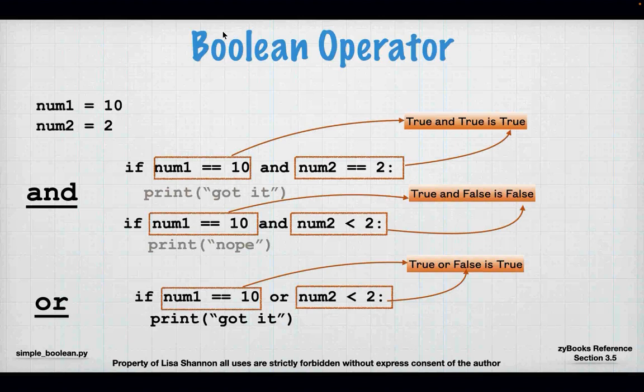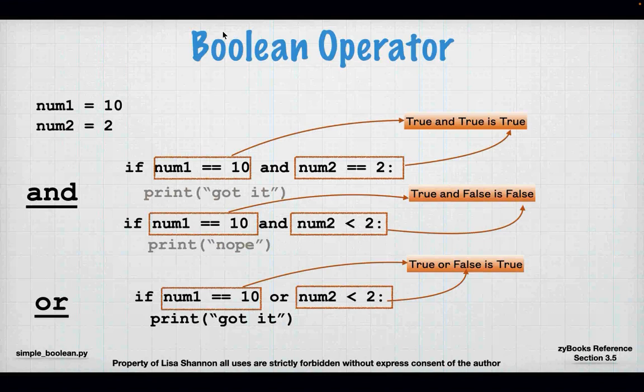So let's just look a little bit here at what the Boolean operator is doing. So I just have 10 and 2. Num1 is 10, num2 is 2. If I look at these statements, we're going to look at how they evaluate. My first statement is if num1 is equivalent to 10 and num2 is equivalent to 2. So Python's going to go out and evaluate each statement individually. It's going to say num1 is equivalent to 10. That's true. It's then going to say num2 is equivalent to 2. That's also true. And then it's going to say, okay, what's my Boolean operator? My Boolean operator is and. So true and true is always true.